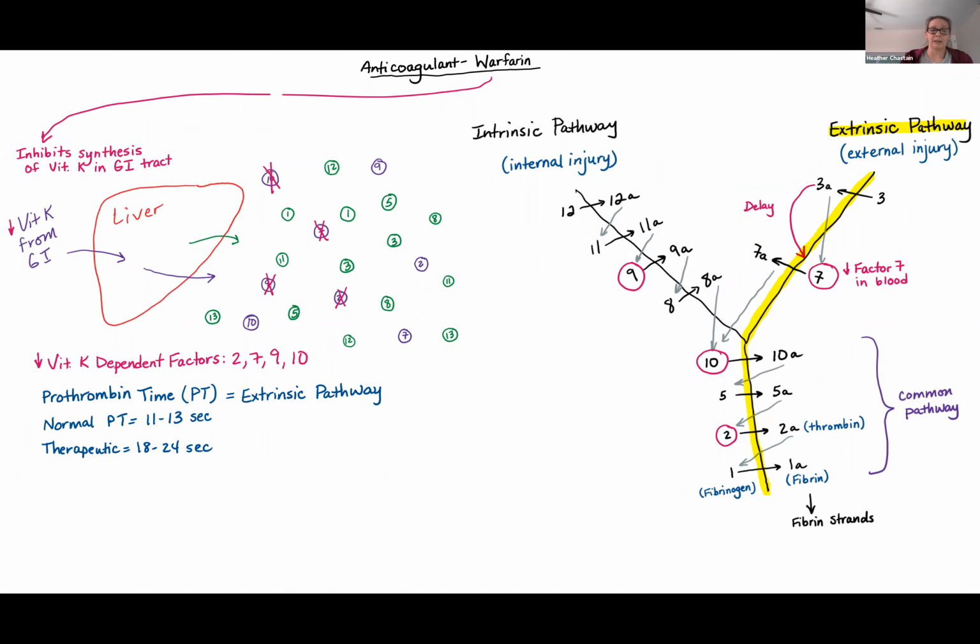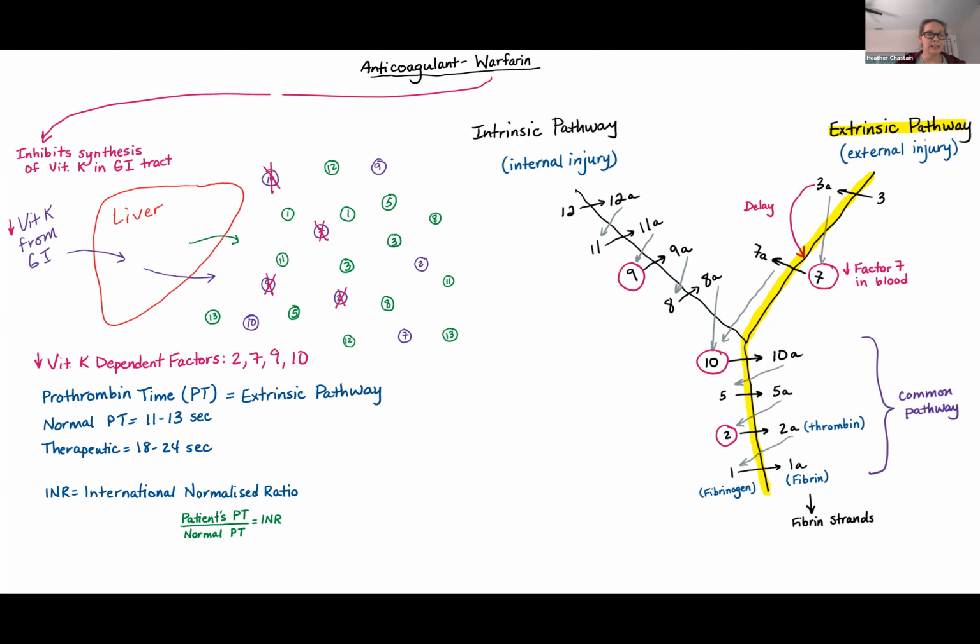Okay, so there's another thing besides PT that we can use to determine clotting time, and that is international normalized ratio, or INR. It's just a ratio of the patient's PT over the normal PT. So say the patient's PT was 20 and a normal PT is 13. We would divide 20 by 13, and that would give us an INR. It'll be a little easier to understand in a second.